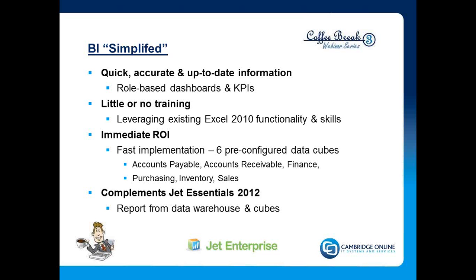Out of the box, Jet Enterprise comes with 6 data warehouses and 6 data cubes, already pre-configured to receive data from NAV. The 6 data cubes comprise functionality in the following key areas of the business: accounts payable, accounts receivable, finance, purchasing, inventory and sales. The key point here is that an organization can be up and running very quickly. And although we won't have time in this session today, it is comparatively easy to add additional tables and fields to existing cubes and also to build new cubes if there are areas of special customization within NAV.